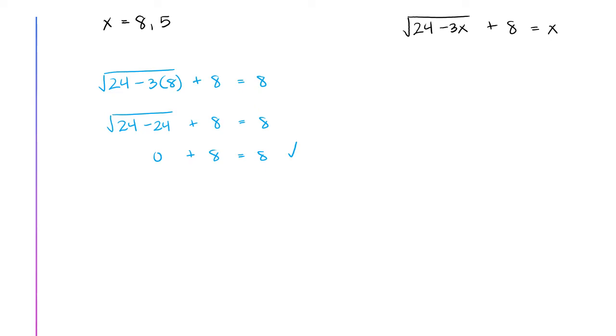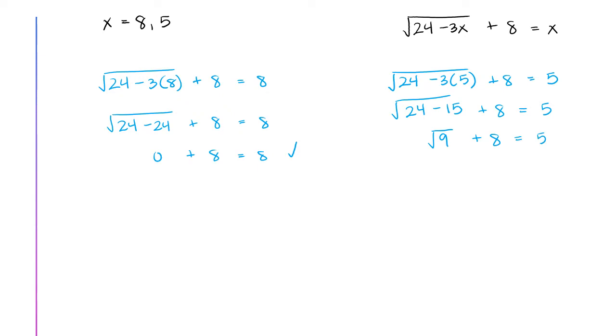Is 5 an answer? So let's see, the square root of 24 minus 3 times 5 plus 8 is equal to 5. We just have to see, is this true? The square root of 24 minus 15 plus 8 is equal to 5. So the square root of 24 minus 15, that's going to be the square root of 9, plus 8 is equal to 5. The square root of 9 is 3. And I think we're seeing this is not going to work out. 11 is not equal to 5.